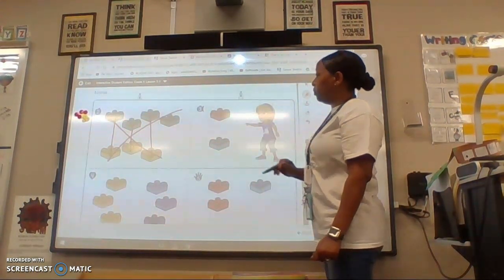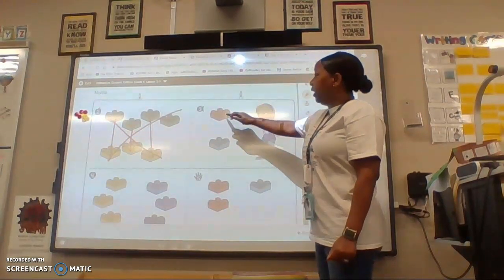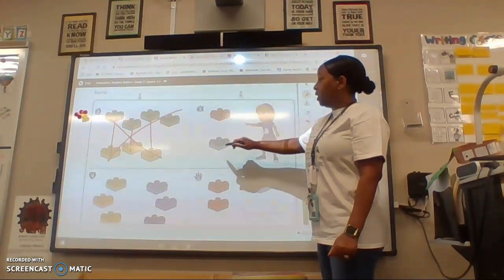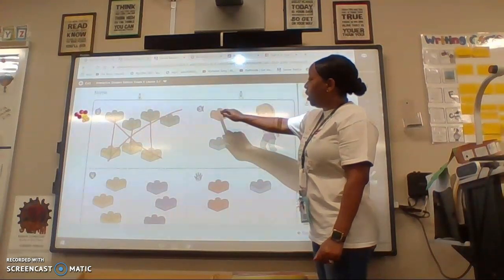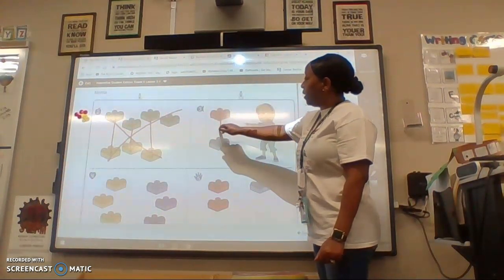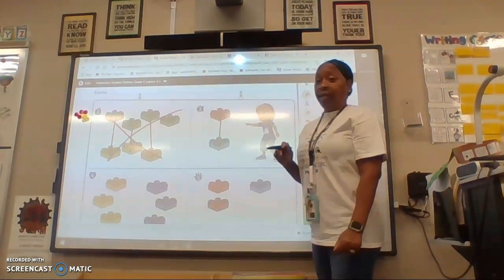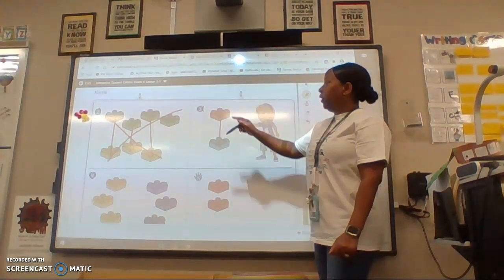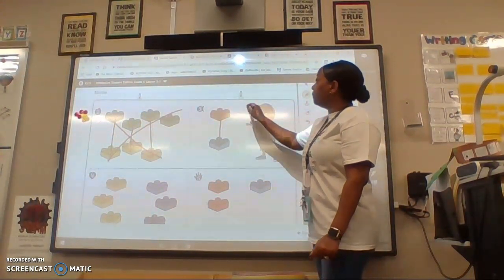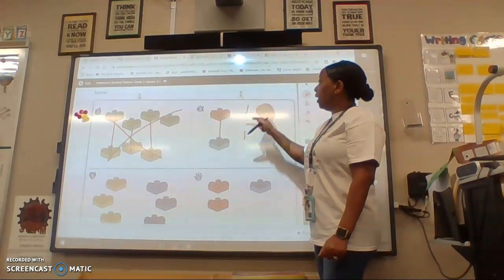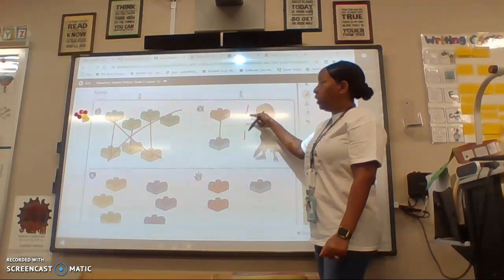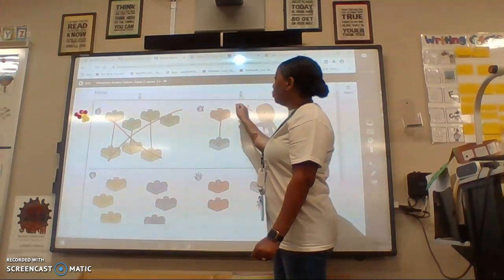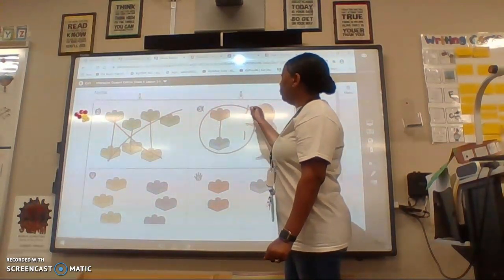Okay, let's move on to number 3. We have an orange block up top and a blue block on bottom, and we're going to draw a line from the top block to the bottom, and they are equal. We have 1 up top and 1 down bottom. Our numbers are the same, 1 and 1, so we're going to draw a circle around that group.